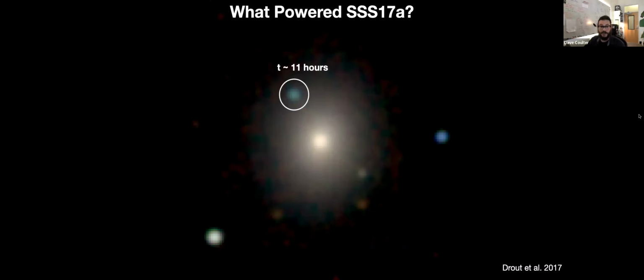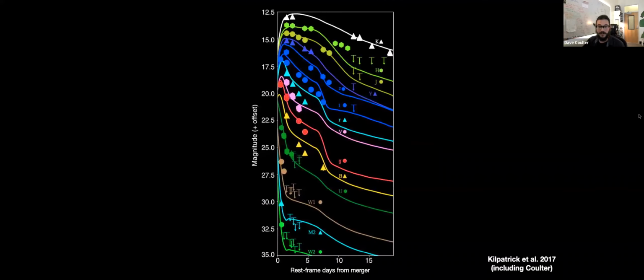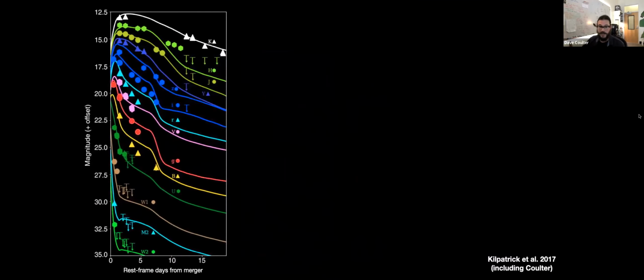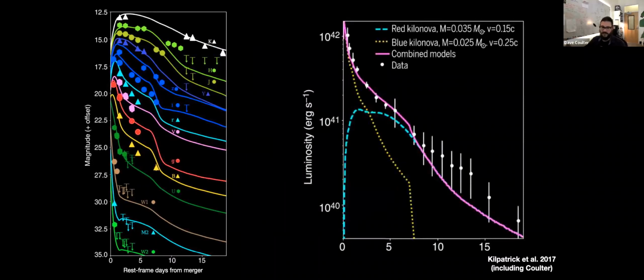You can see here the first observation taken 11 hours after merger. It's fairly blue, but 4 days later, it decreases in brightness considerably and becomes red. So we can take those light curves, we can fit these kilonova models. And Charlie Kilpatrick did this fantastic paper where he basically showed that you need more than one component. You need more than one mass, more than one opacity to really explain the full bolometric light curve.